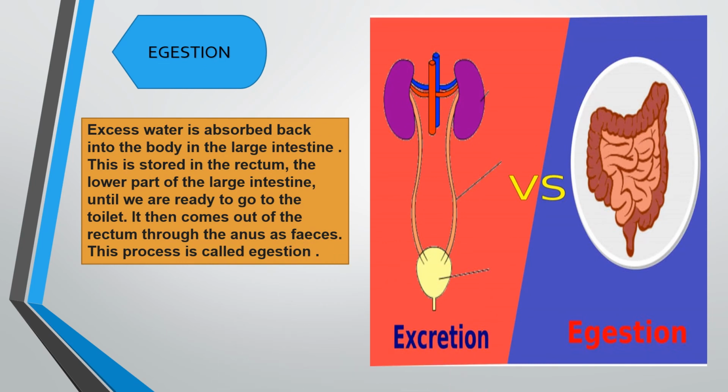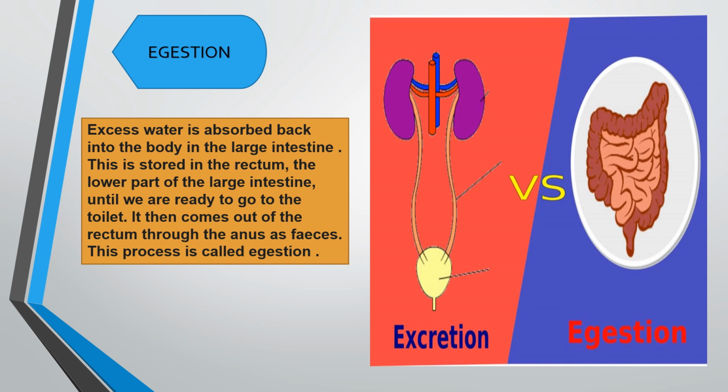Now, what is egestion? Excess water is absorbed back into the body in the large intestine. This is stored in the rectum, the lower part of the large intestine, until we are ready to go to the toilet. It then comes out of the rectum through the anus as feces. This process is called egestion.